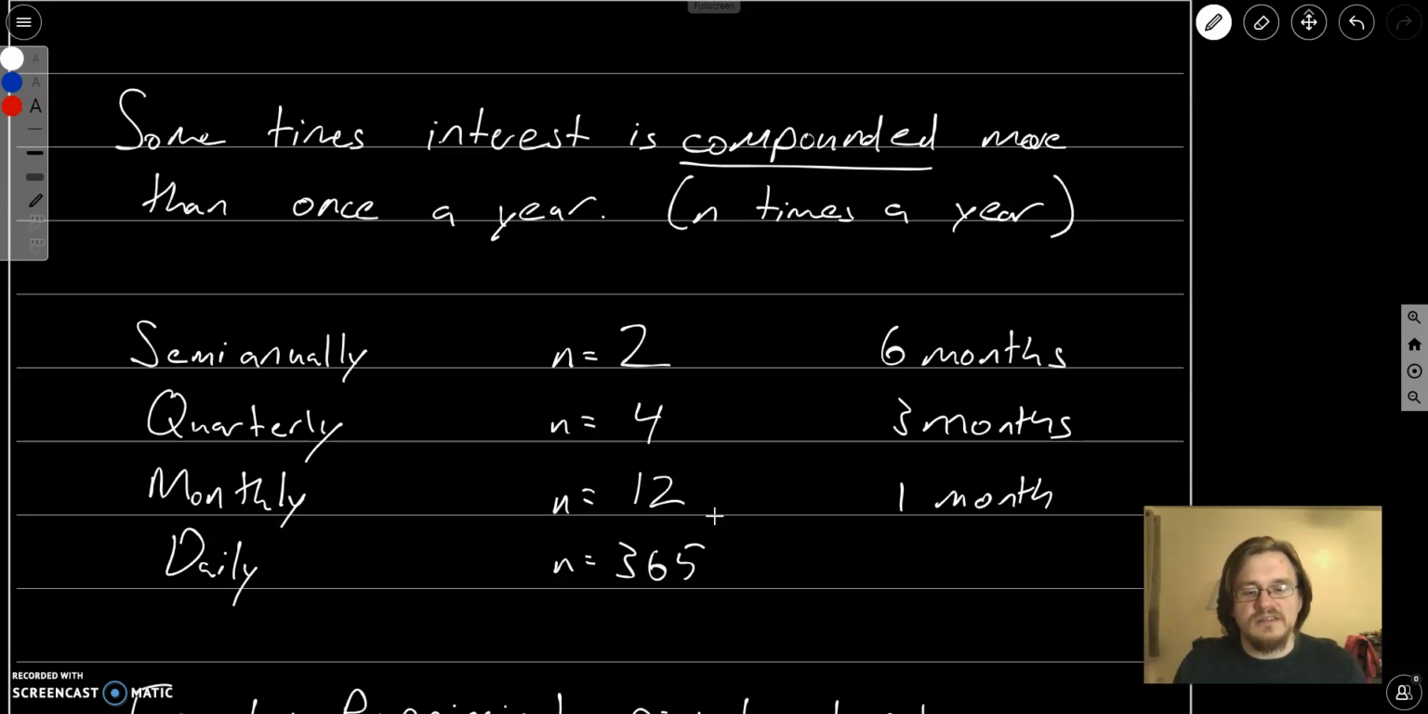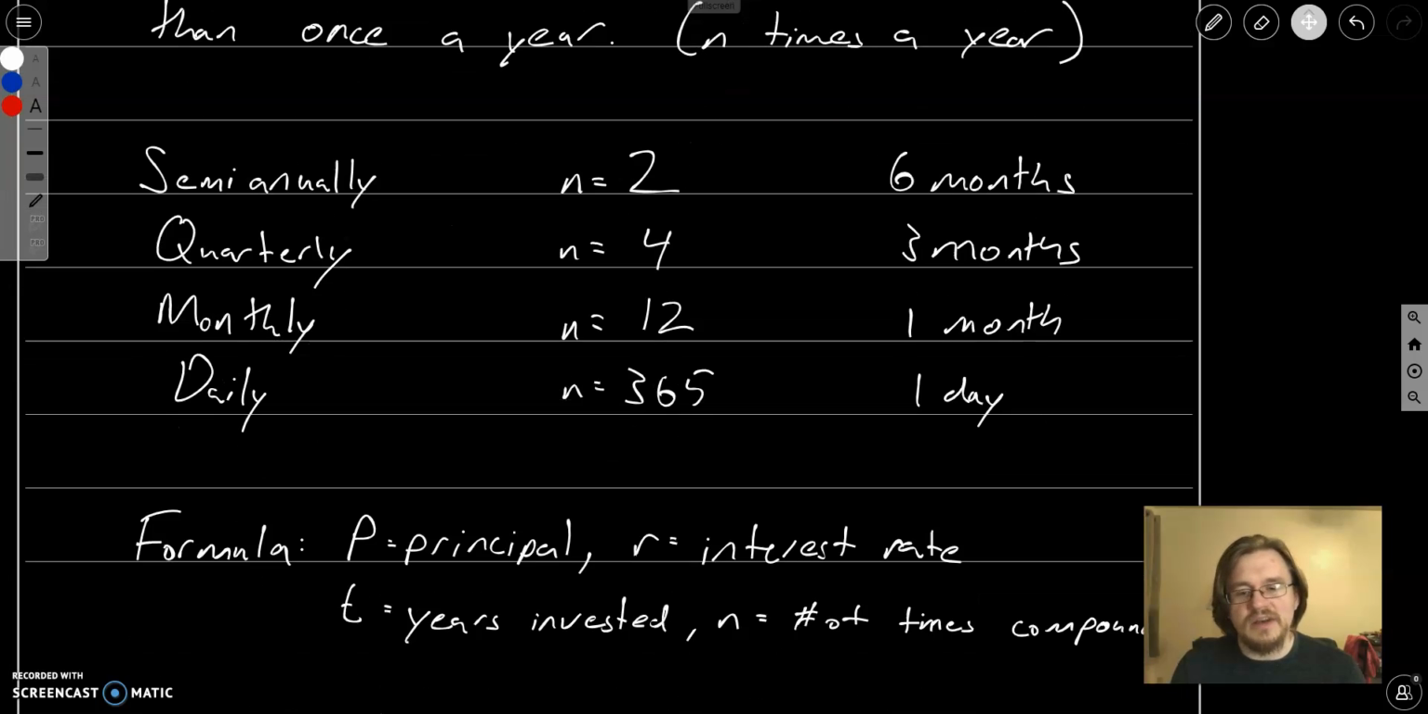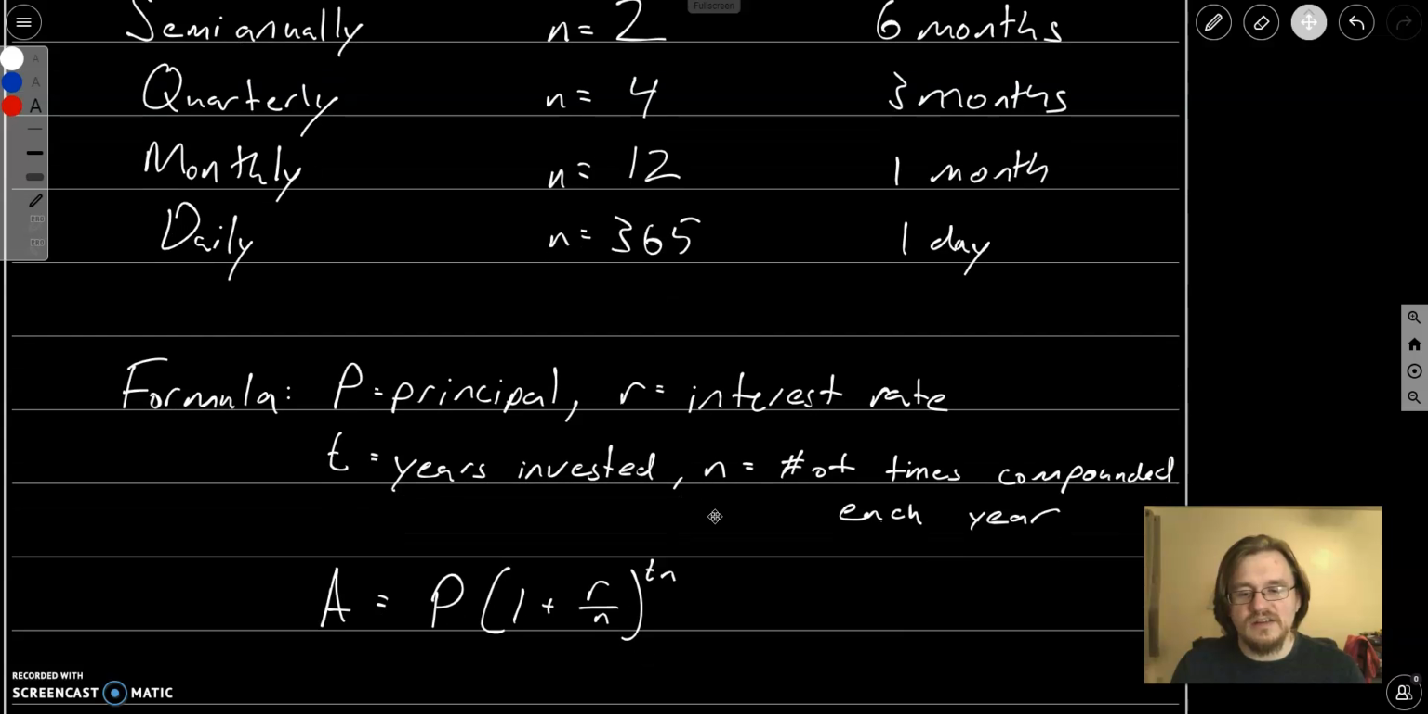365 times a year, we will add our interest back to our principal, so we can earn a little bit extra interest on it in the next little period. So every 6 months, every 3 months, every 1 month, every 1 day. These are just various ways that we can earn interest, common ways to earn it.